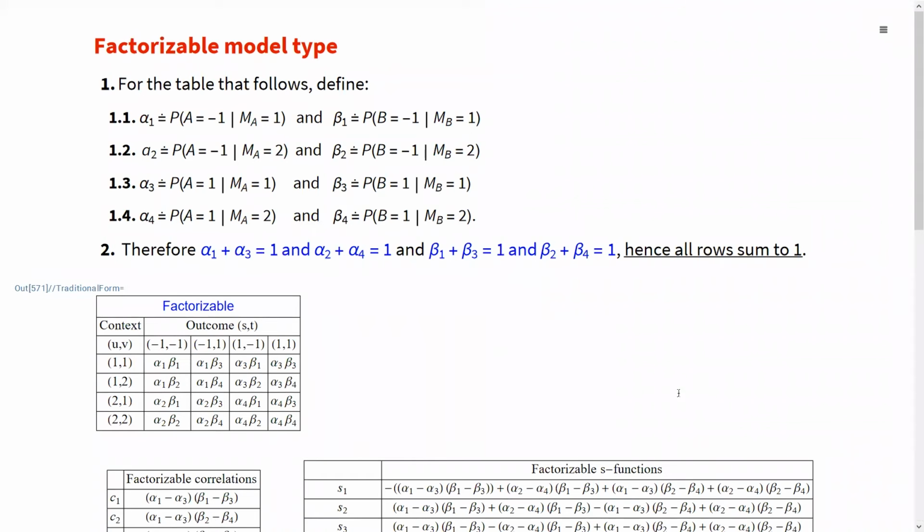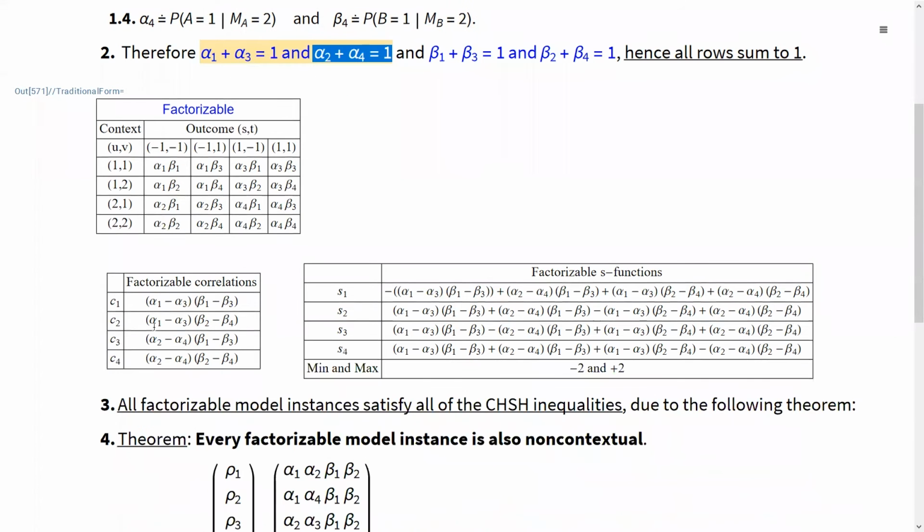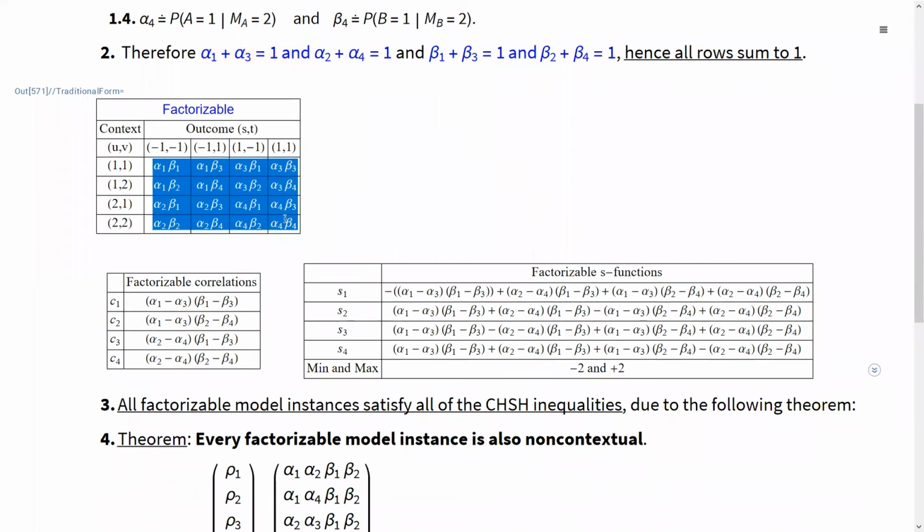It's very, very nice. The factorizable model type is one that Bell discussed in his 1976 paper. It was his second paper on this subject, and this has to do with factorizability. I call these single conditional probabilities that divide up Alice's into alpha-1 through alpha-4 and Bob's into beta-1 through beta-4. If you look at them really closely, you see alpha-1 plus alpha-3 has to be equal to 1. Alpha-2 plus alpha-4 has to be equal to 1. Same for the betas.